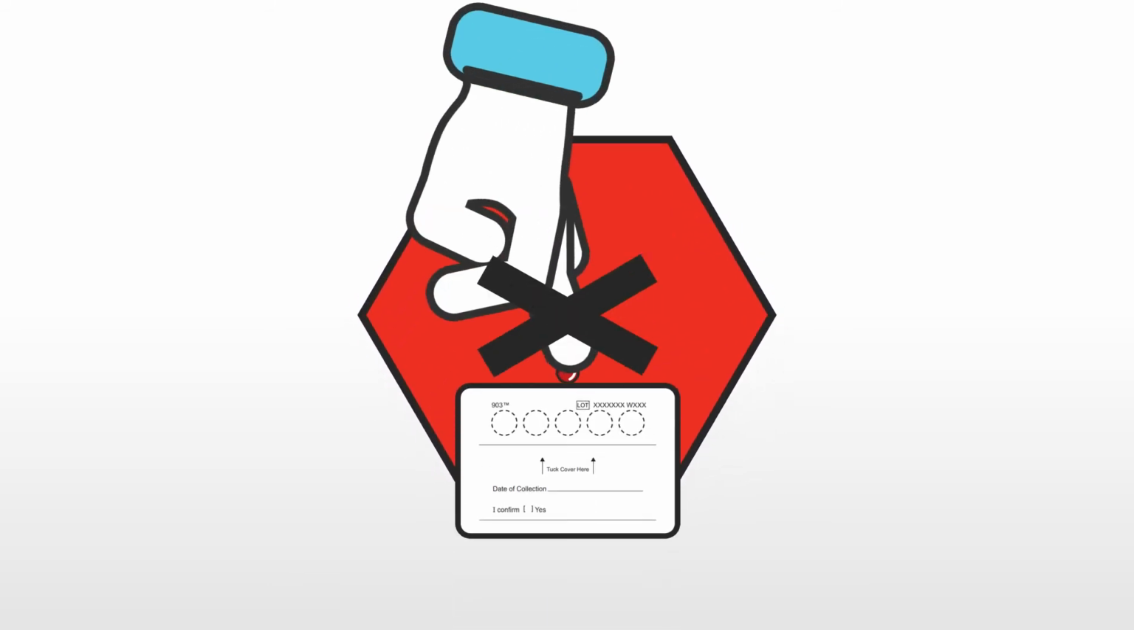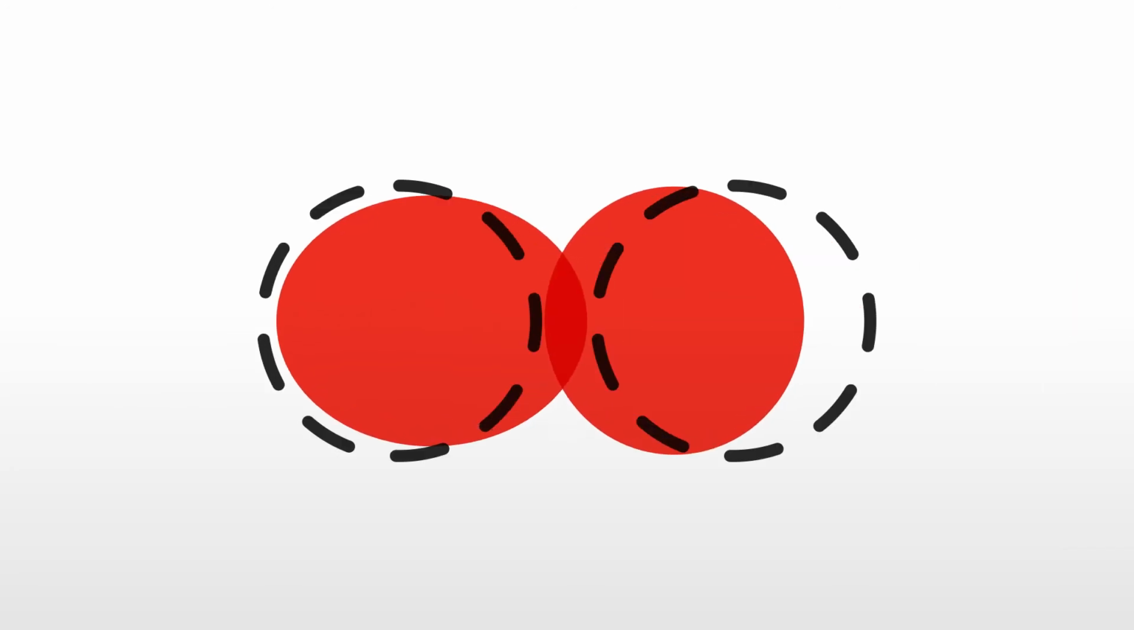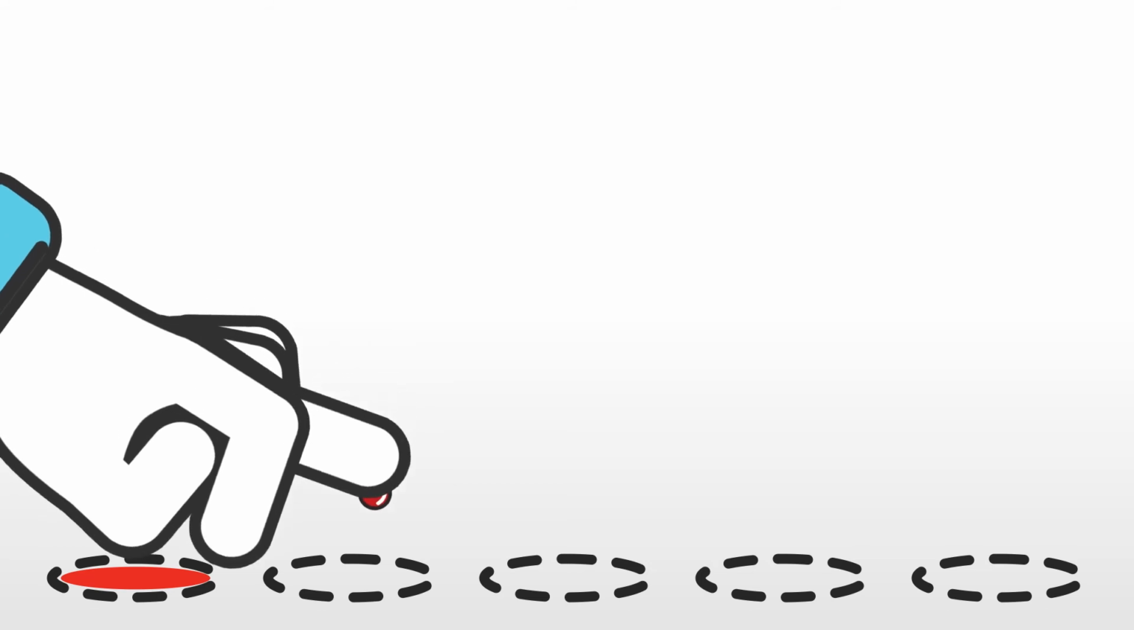Try not to touch the paper with your finger or rub the blood on the paper. Use just one drop per circle. Don't top up the circle with more blood if the first drop doesn't fill it, and try not to overlap the blood drops. Repeat this step to fill the remaining circles.